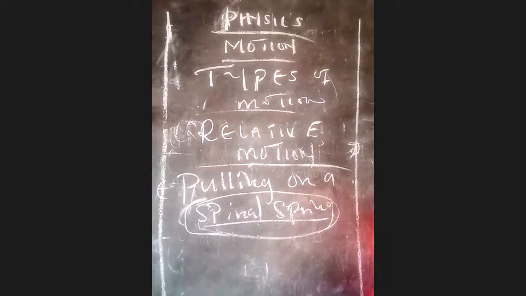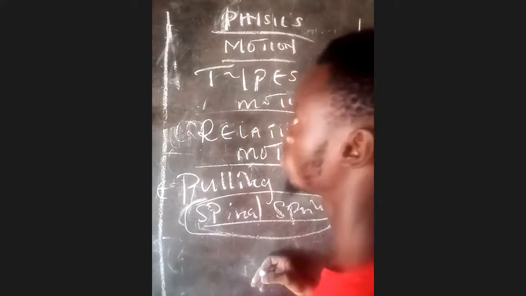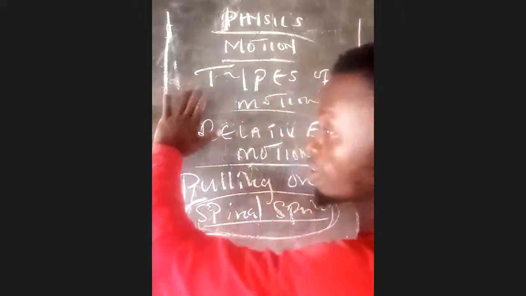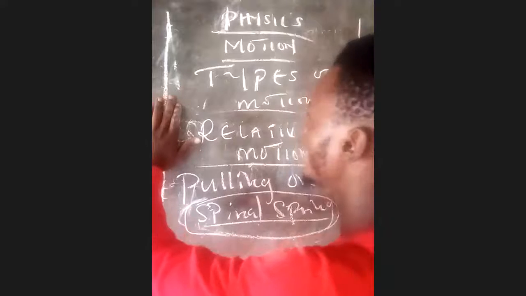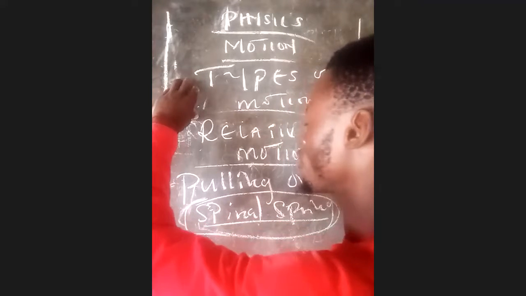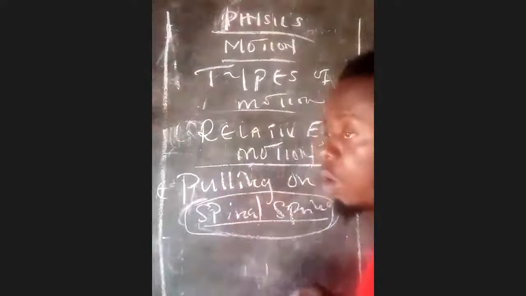Another example of relative motion is pushing of a block. The block is put down and you push it and the block falls. So that is a relative motion. The movement of the block occurs due to the relation of another body, that is you that pushed the block.